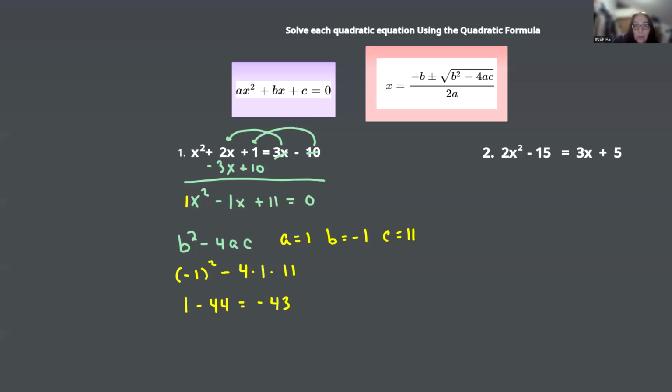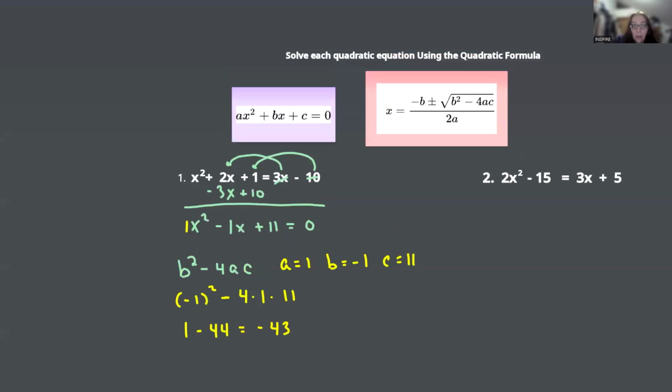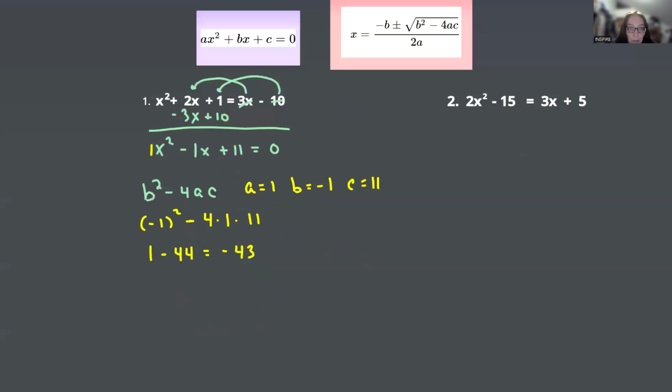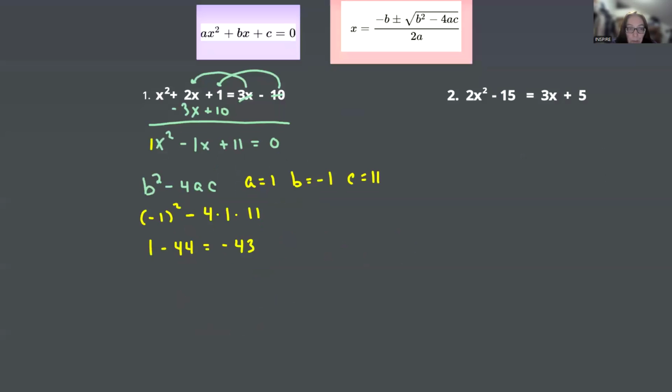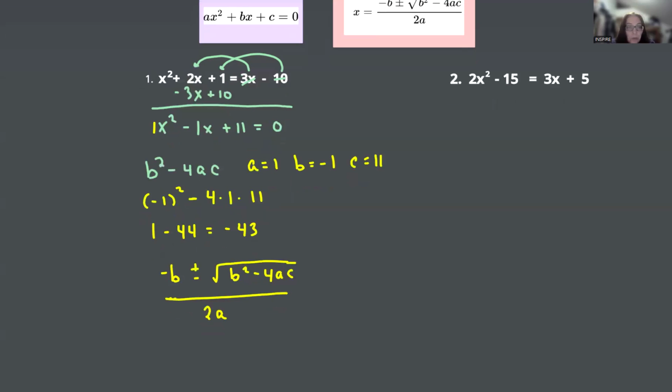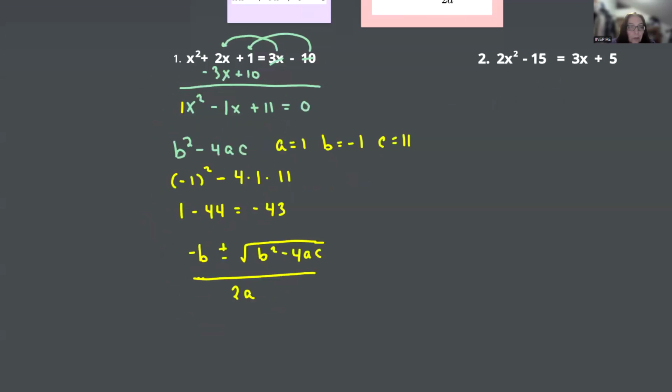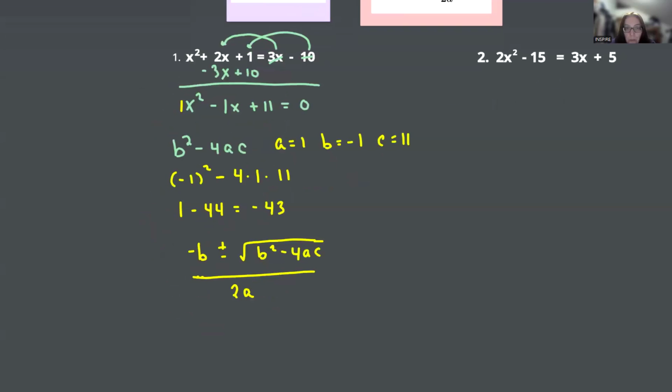Now we need to put that into our quadratic formula. So we're going to go here. I'm going to make some more room here. I'm going to actually write the quadratic formula here. Negative b plus or minus the square root of b squared minus 4ac, all over 2a. Now, move this down a little more. We already know what b squared minus 4ac is because we found it. So we can just replace that with negative 43.